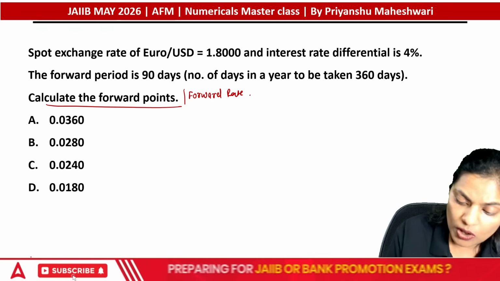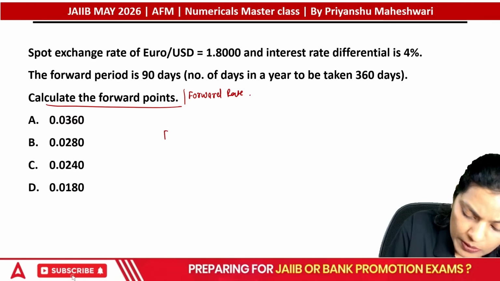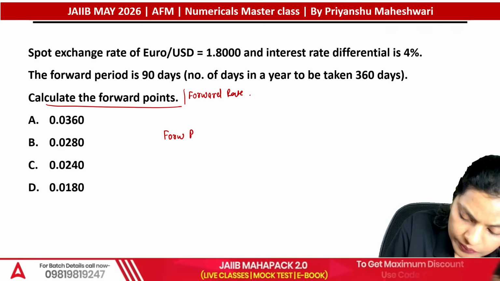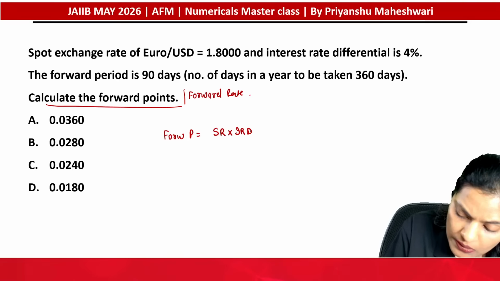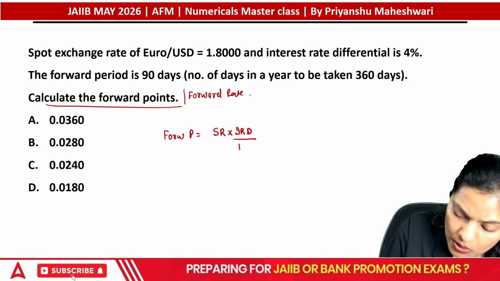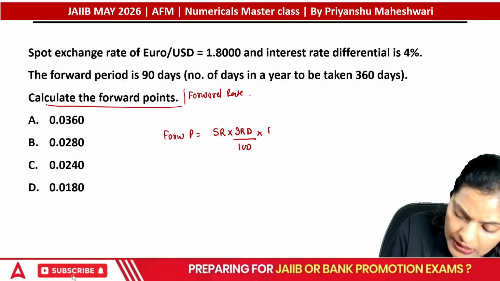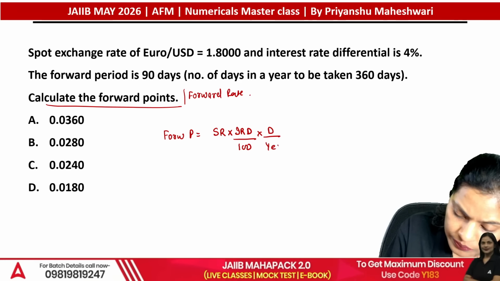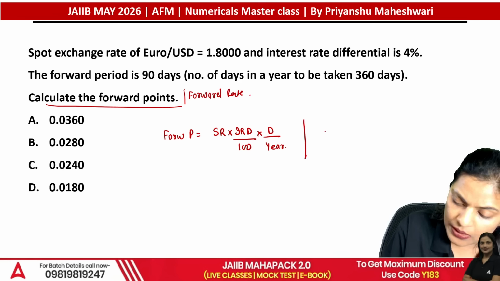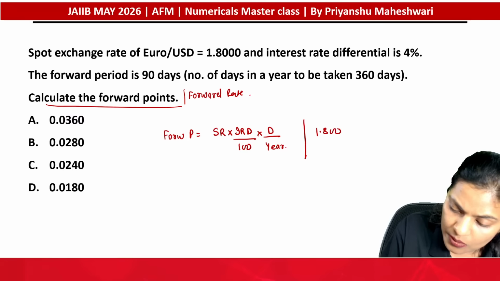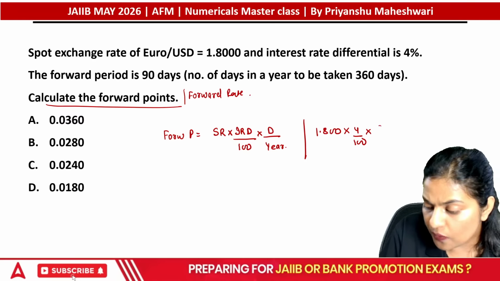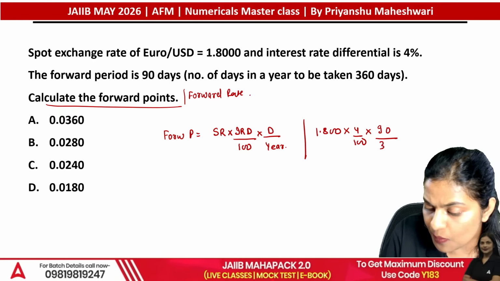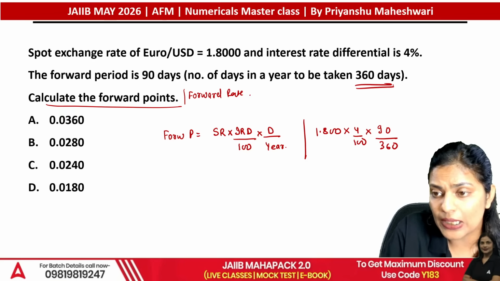Now, what will be my forward points? The formula is spot rate into interest rate differential upon 100 into days divided by number of days in a year. So, spot rate is 1.80. Interest rate differential is 4% and the forward period is 90 upon 360. Why? Because it is said to be taken 360.